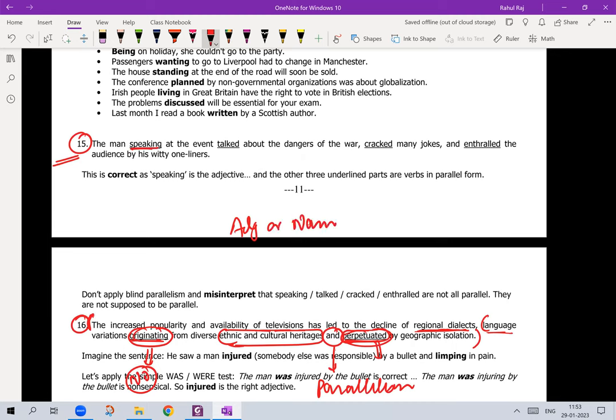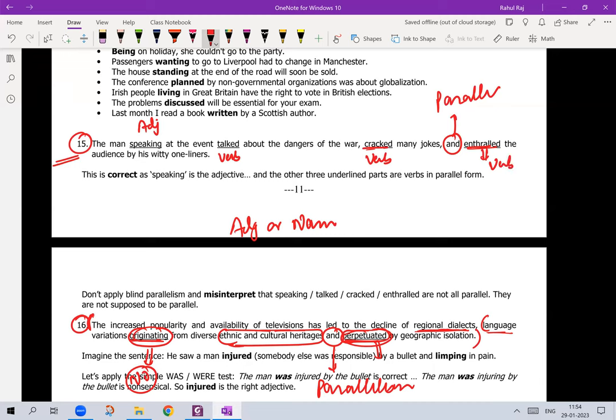Agreed? There is already a noun, man. So speaking is 100% an adjective. You can remove this and read the man at the event talked about and so forth. So the man is speaking at the event. This is an adjective. Talked about dangers of war. This is a verb. Cracked many jokes. This is a verb. Enthralled the audience. This is a verb. So what we are looking at here is a verb and verb parallelism question.